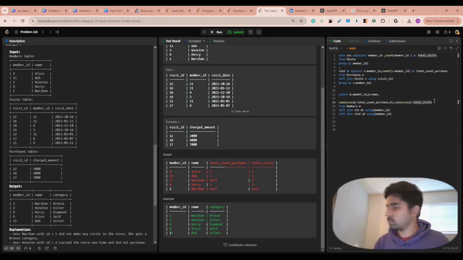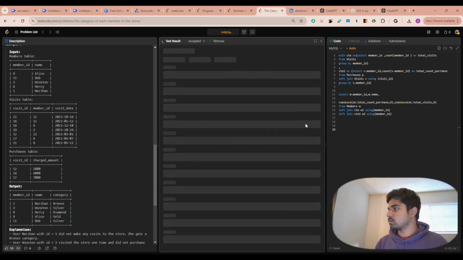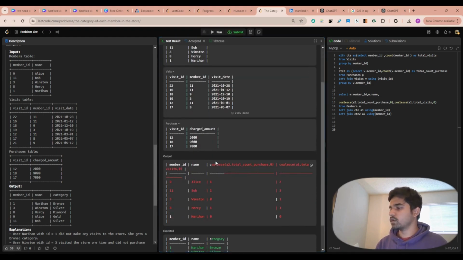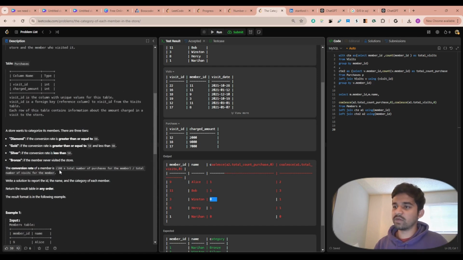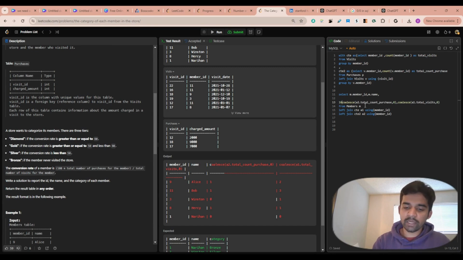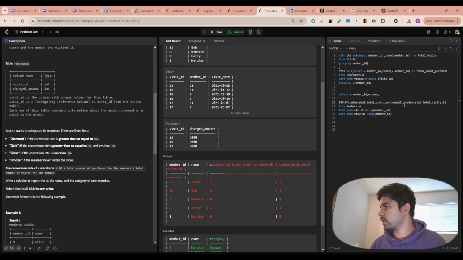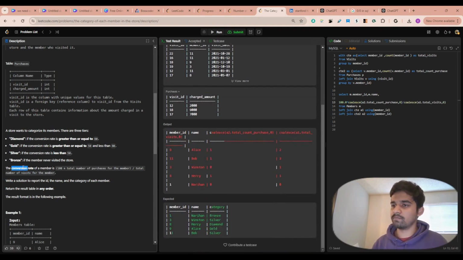Coalesce function, comma. So yes, we have tackled the problem of null. The next step is of course multiplying it with 100. Now I just need to multiply it by 100.0, and divide by this, and I'll name it conversion rate.